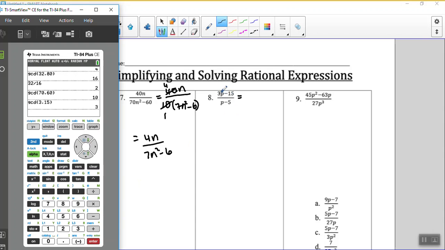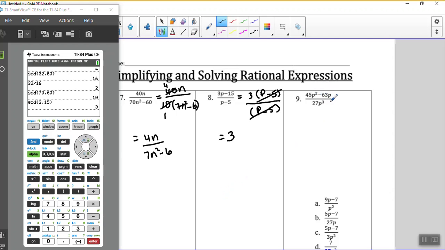Alright, like I said, 3 goes into it. So I'm going to put that common factor outside. We did this in unit 2. And then divide it out. So 3p divided by 3 is just p. 15 divided by 3 is 5. And then in the denominator, I also have p minus 5. I'm just going to put parentheses to show you that I can now cancel these two factors out. So all of this will end up equaling 3.